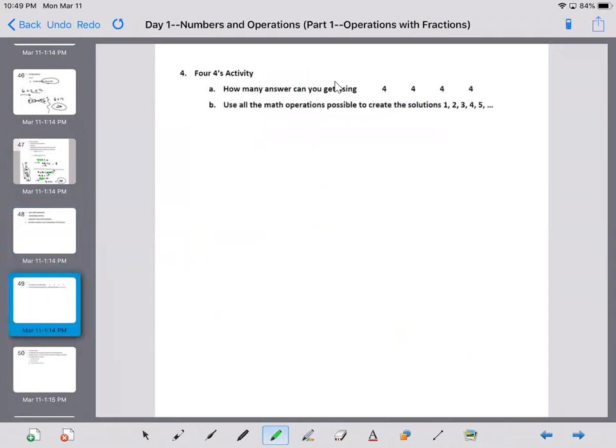This is a fun game. You can, of course, Google it. It's a 4-4s activity where you're asking your students to use only 4-4s and create an answer where the answer equals 0 and the answer equals 1 and the answer equals 2 and 3 and so forth.